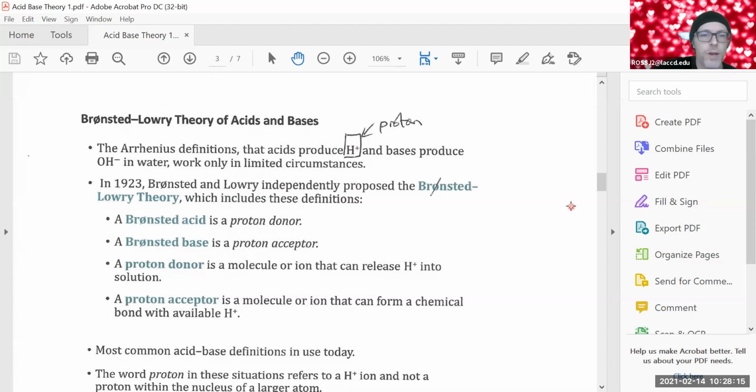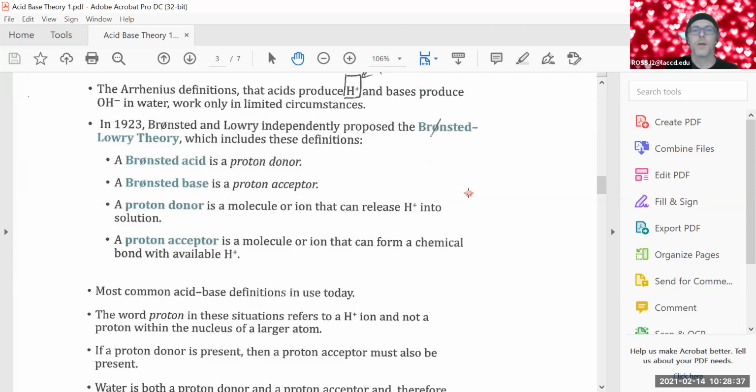And we're told that a Bronsted acid is a proton donor, where remember proton is H+, and a Bronsted base or a Bronsted-Lowry base is a proton acceptor. So Arrhenius, remember, said that you produce protons in solution. Bronsted says you are a proton donor. So almost the same thing, but from a slightly different perspective.